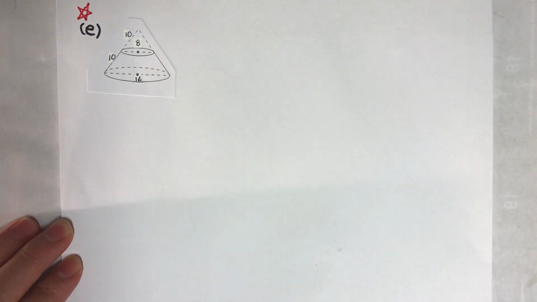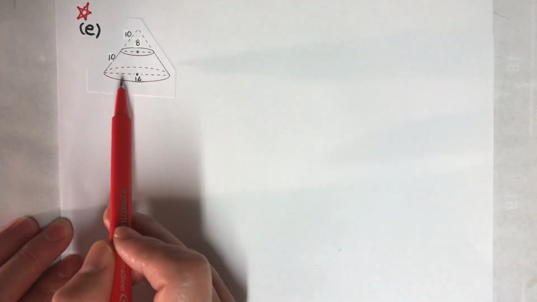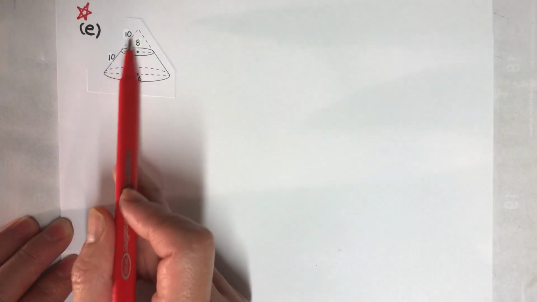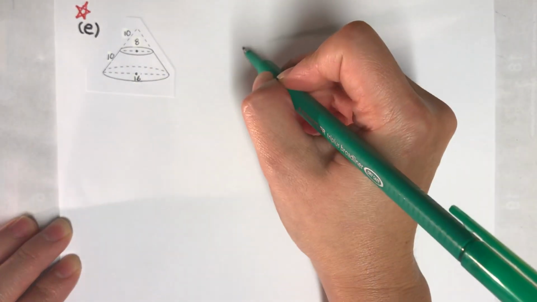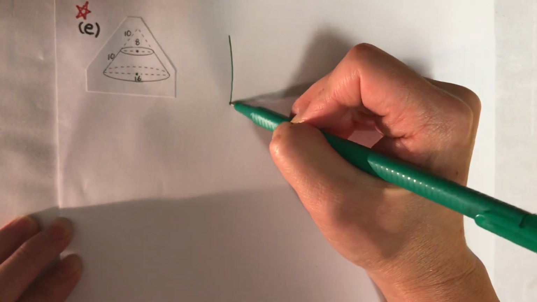Now, I can't see the height. That 8 is the diameter for this one, 16 is the diameter for this one, and this is the slant height here. So I can't see the perpendicular height. So we need to find that first before you can do anything else. So I'm going to draw something here.